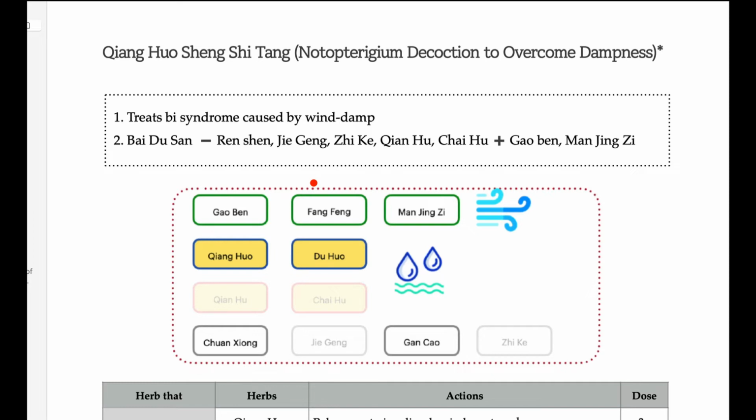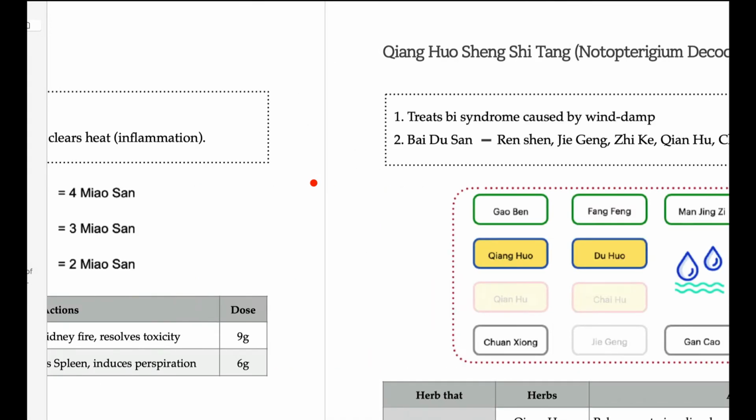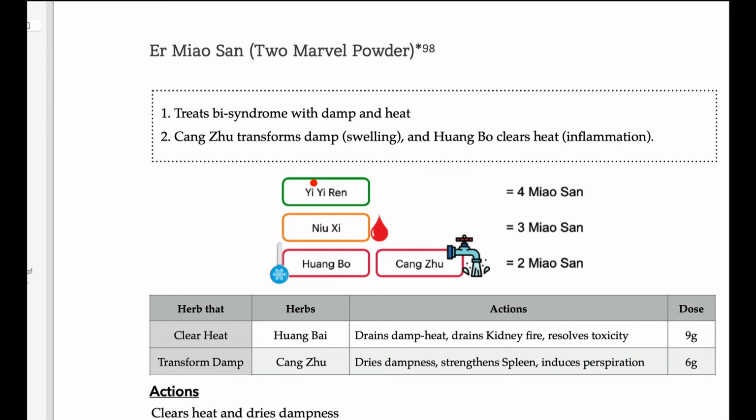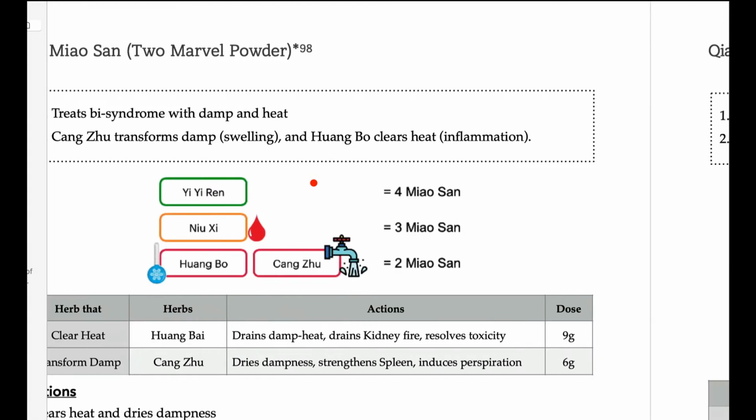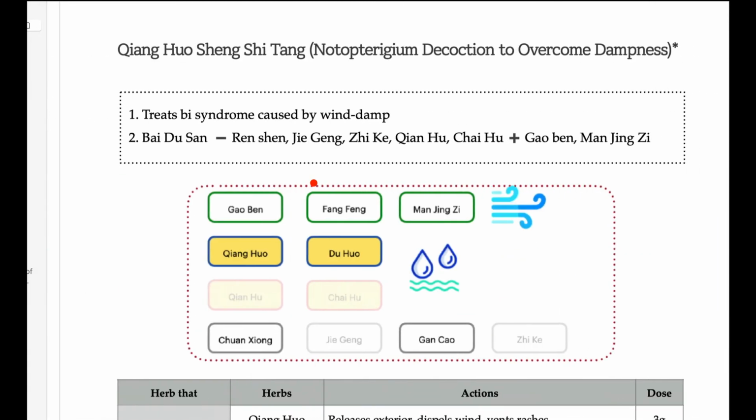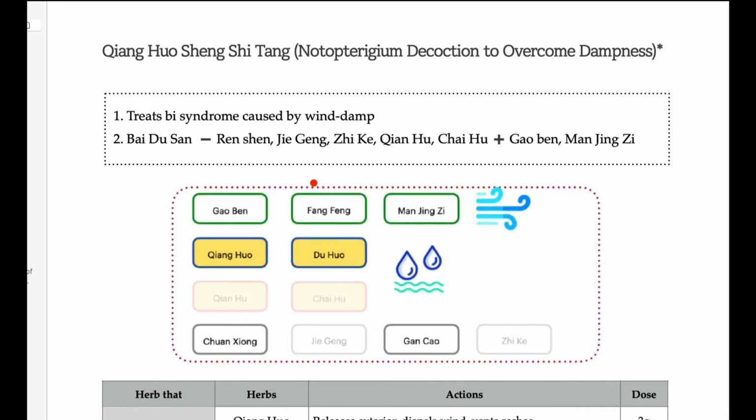What do they have in common? Bi syndrome, painful obstructive syndrome. So they treat musculoskeletal pain and they treat the dampness, but one treats heat and another treats wind. Ermiaosan treats heat and dampness, and Qianghuo Shengshi Tang treats wind dampness.